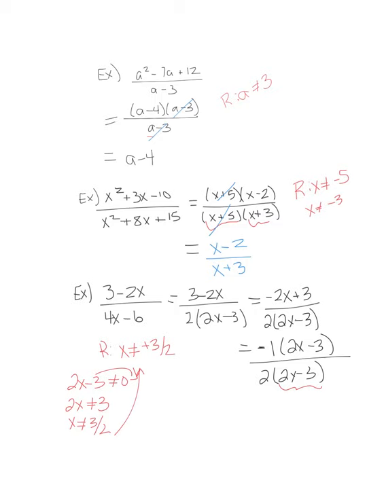Now, I'm going to cancel out these brackets because now that I factored out these -1, these brackets are both the exact same. And after all that work, what I'm going to be left with is just -1/2.